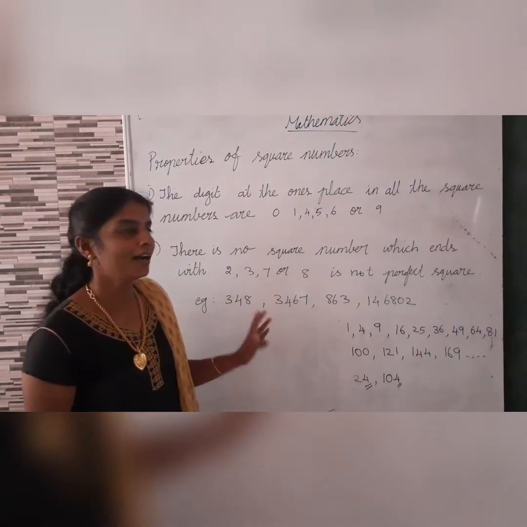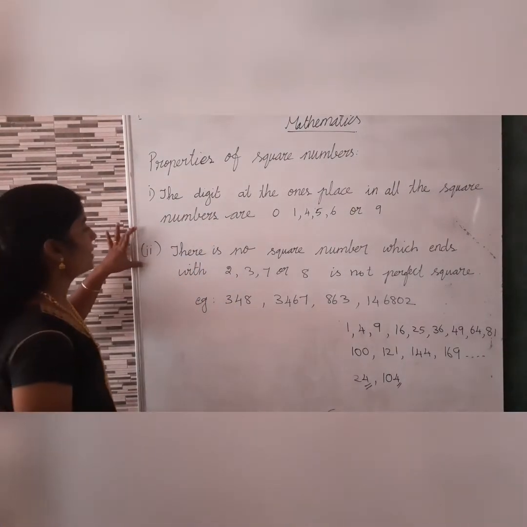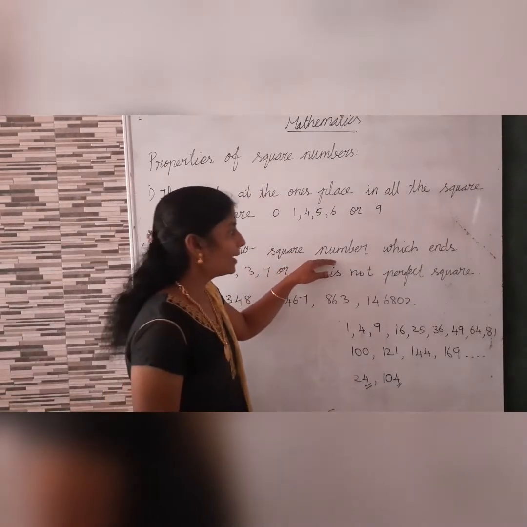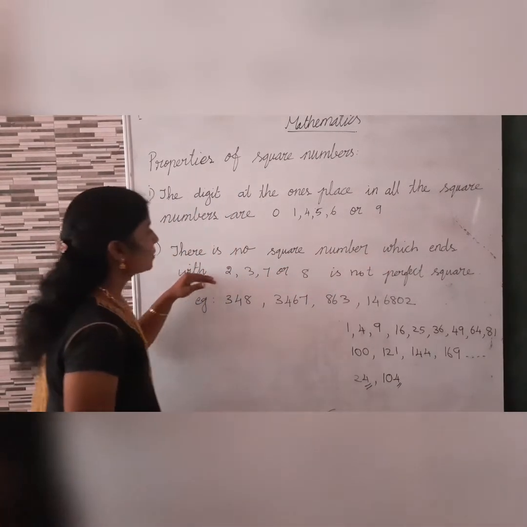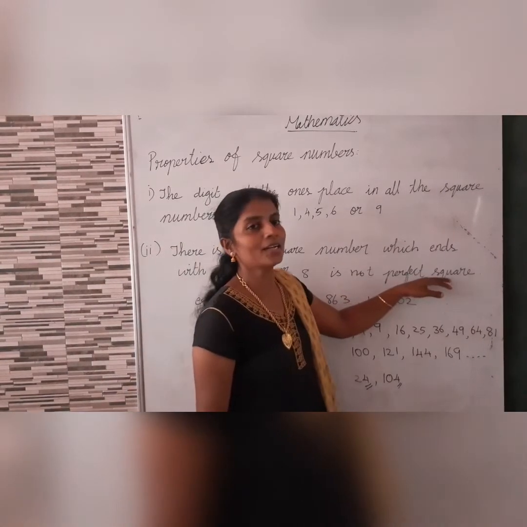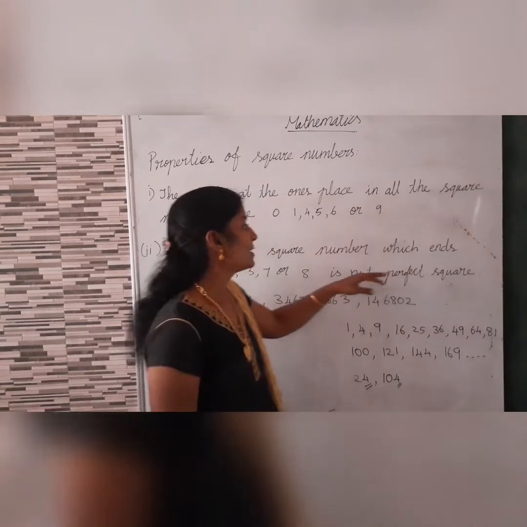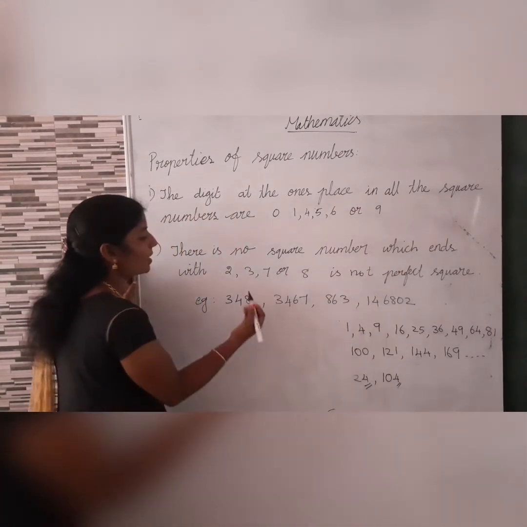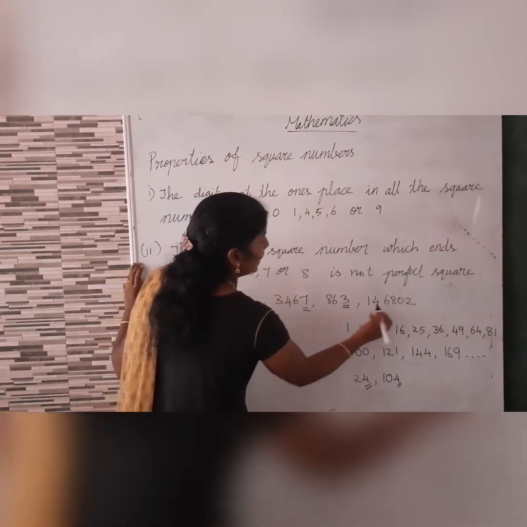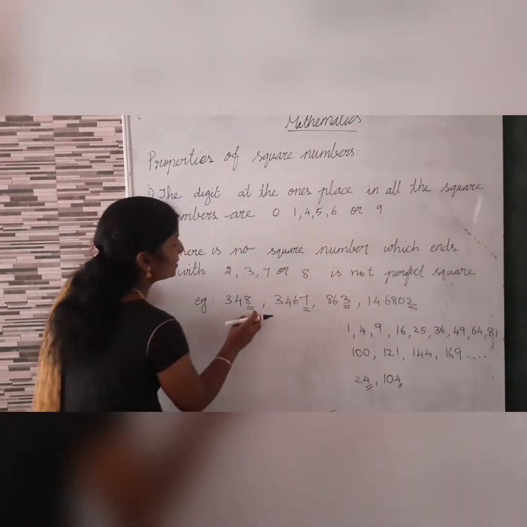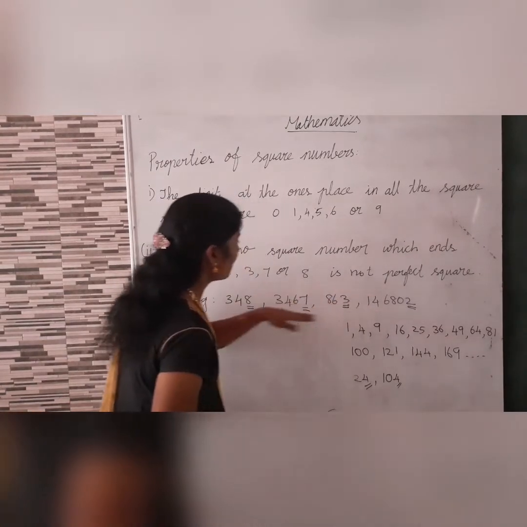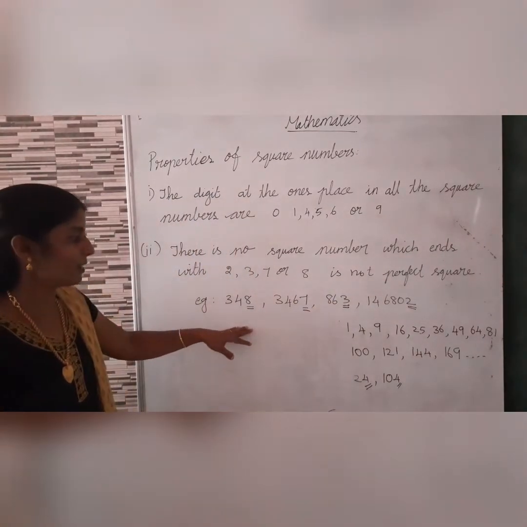Are you clear? Okay. Now second point: there is no square number which ends with 2, 3, 7 or 8. It is not a perfect square. Suppose any number has 8, 7, 3, 2 in the ones place. These numbers, with ones place 2, 3, 7, 8, are not perfect squares.